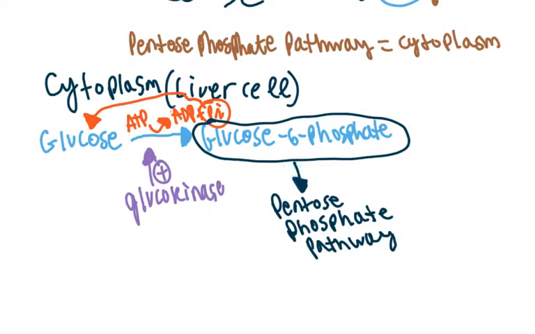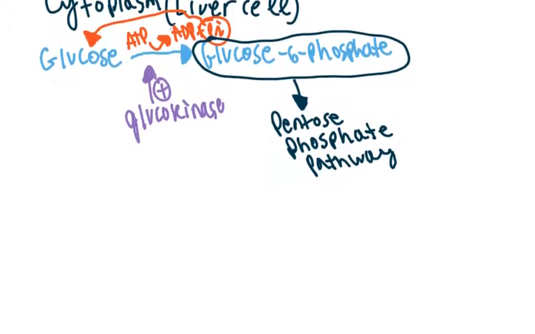So we can pretty much take another turn. We're driving on our glycolysis street, but once we get to glucose 6-phosphate, we turn onto another street, and we can do the pentose phosphate pathway. Let's look at some of the main purposes of the pentose phosphate pathway. One is to make this molecule called NADPH.